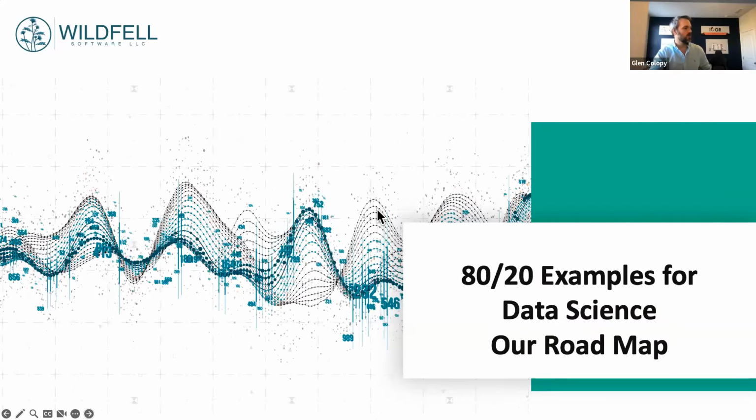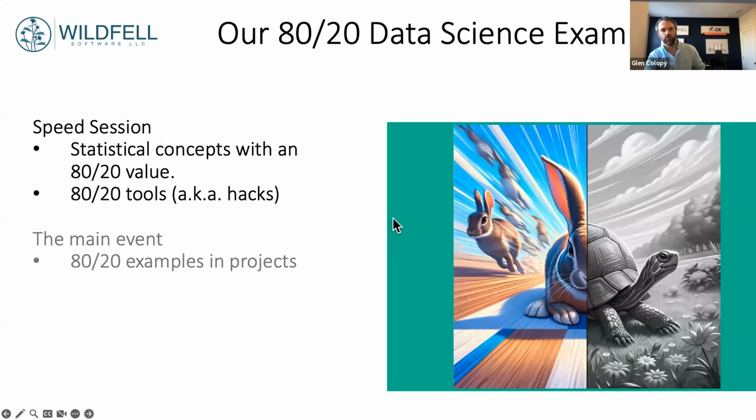All right. So now on to the examples of 80-20 for data science. I'm going to give us a quick roadmap here. We're going to do a speed session. I'm going to do some statistical concepts that I think have an 80-20 value. And because of the audience, I'm just going to zip through these because you basically know them, but I would just like to confirm them as 80-20 value.